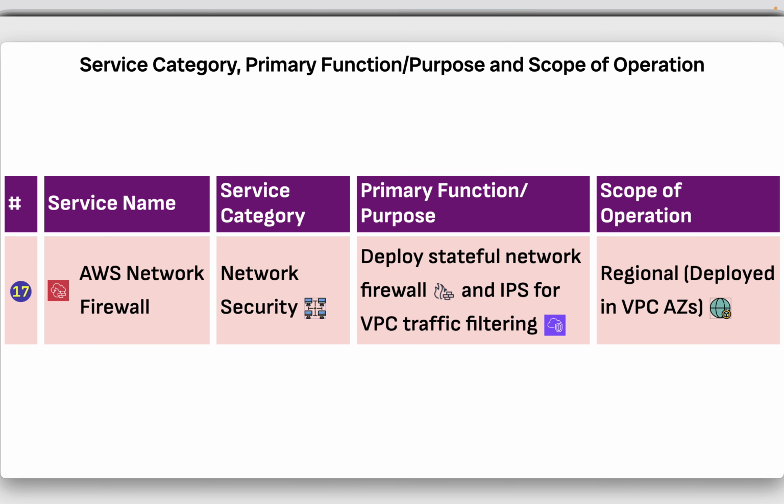Next service is AWS Network Firewall. Service category is network security. Primary function or purpose is to deploy stateful network firewall and intrusion prevention systems, IPS, for VPC traffic filtering. Scope of operation is regional, and it is deployed in VPCs, availability zones, AZs.